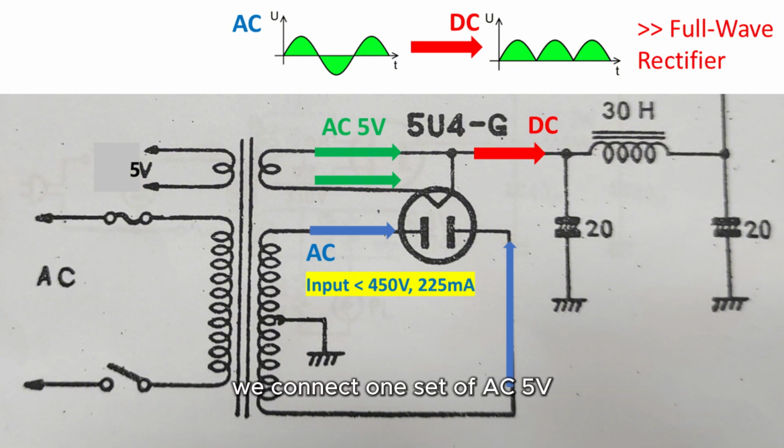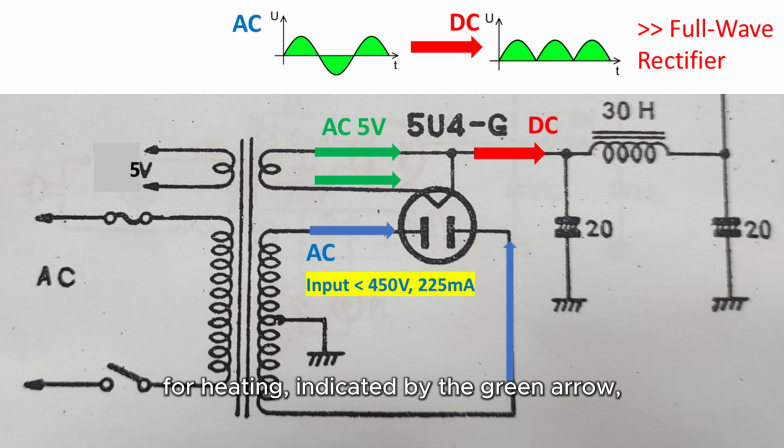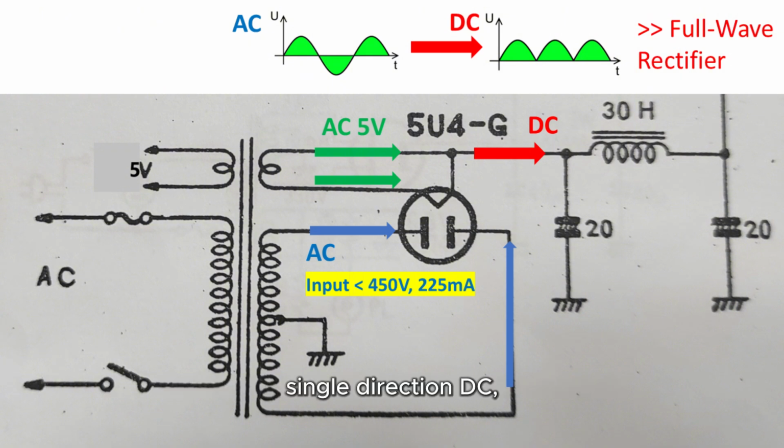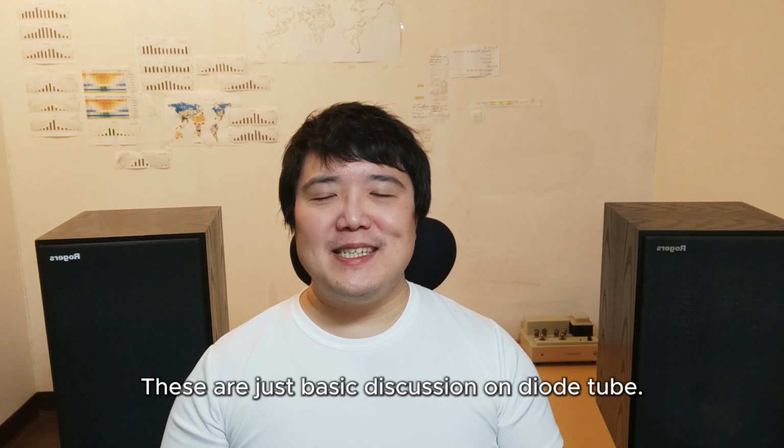We connect one set of AC 5 volts from the transformer to the filament of the dual diode tube for heating, indicated by the green arrow. Then, we take the DC output from the filament, indicated by the red arrow. At this point, we have rectified the AC into a continuous single-direction DC, known as a full-wave rectifier. These are just basic discussions on the diode tube.